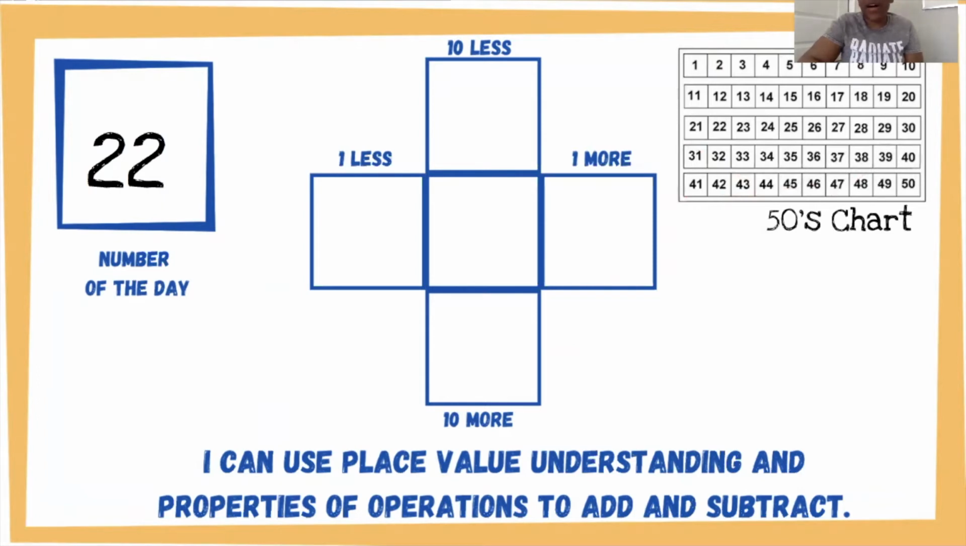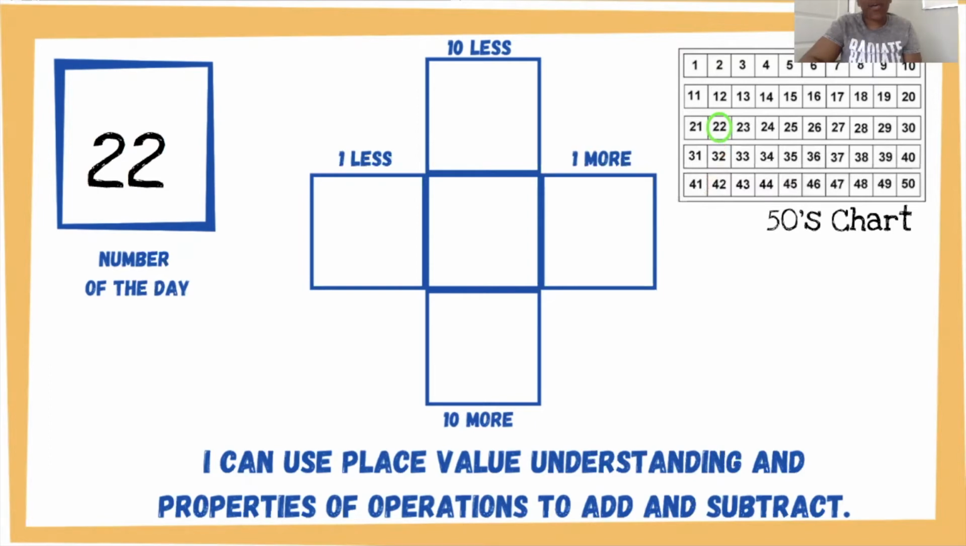Now, when we want to find one more, one less, 10 more, or 10 less, we start by finding our number on our chart. Can you find the number 22 on our chart? There it is. Here is our number 22.